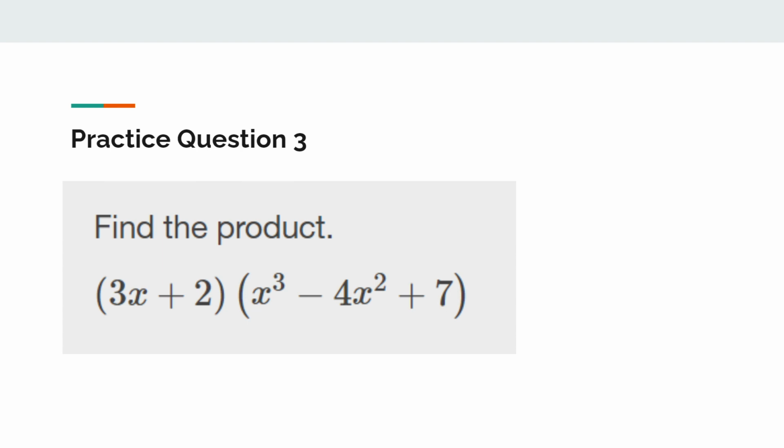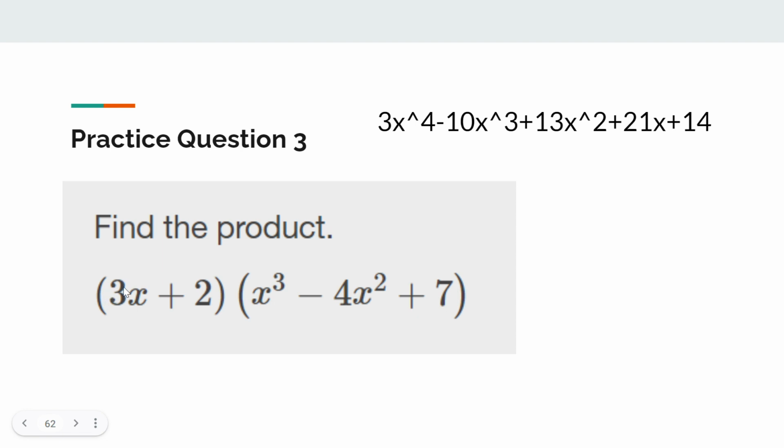Alright, so the answer for this one, it's 3x to the power of 4 for the first one, and then we multiply that out, we get negative 12x cubed, and then also for this one we get 2x cubed, so total negative 12x cubed, and then plus 2x cubed, so we get negative 10x cubed.